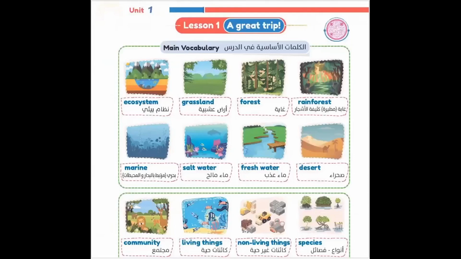Main vocabulary. We will read the vocabulary together to understand the text that we should study today. Ecosystem. Grassland. Forest. Rainforest. Marine. Salt water. Fresh water. Desert.